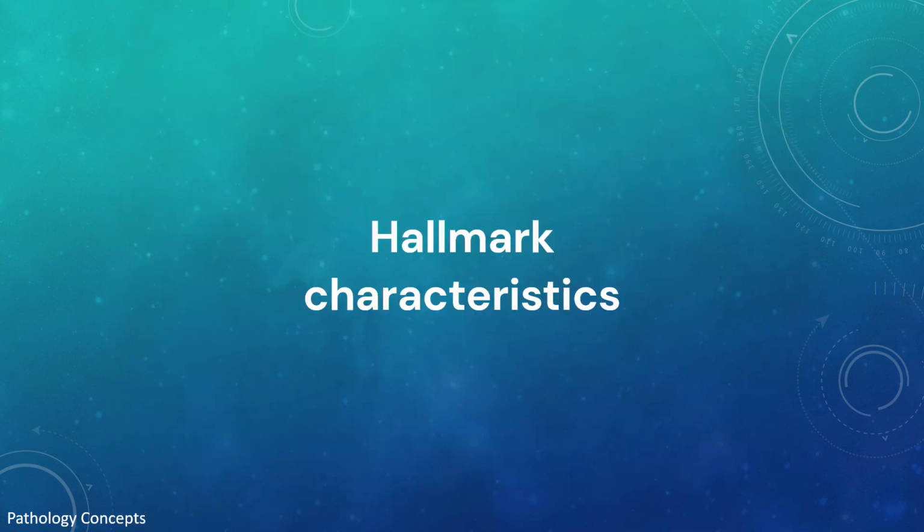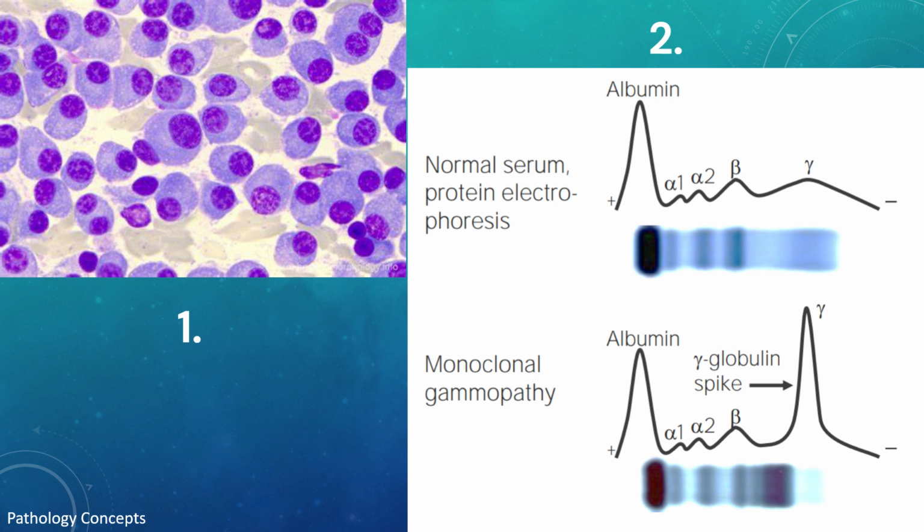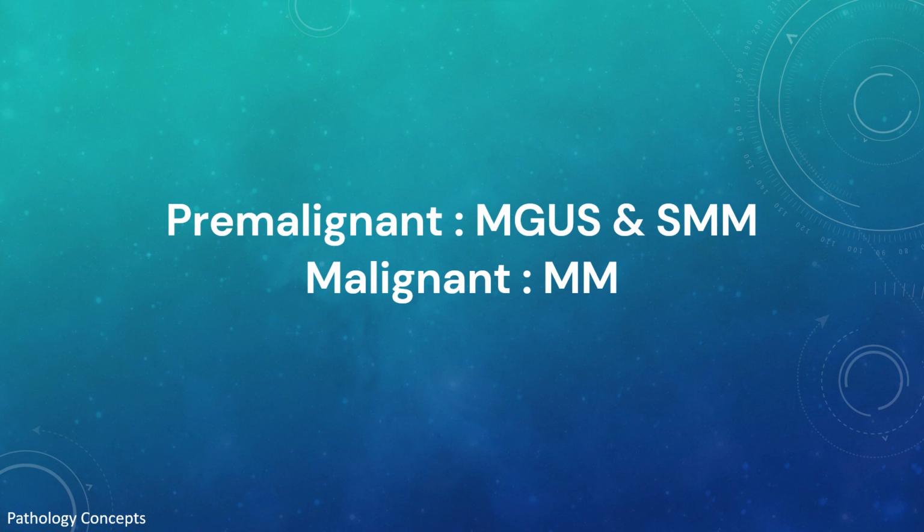The hallmark characteristics of plasma cell neoplasms are histopathologic confirmation of excess clonal plasma cells and excessive production and secretion of intact monoclonal protein, M spike, or free light chains in serum or in urine. Plasma cell neoplasm can be pre-malignant, such as monoclonal gammopathy of undetermined significance, or malignant. An example is multiple myeloma.